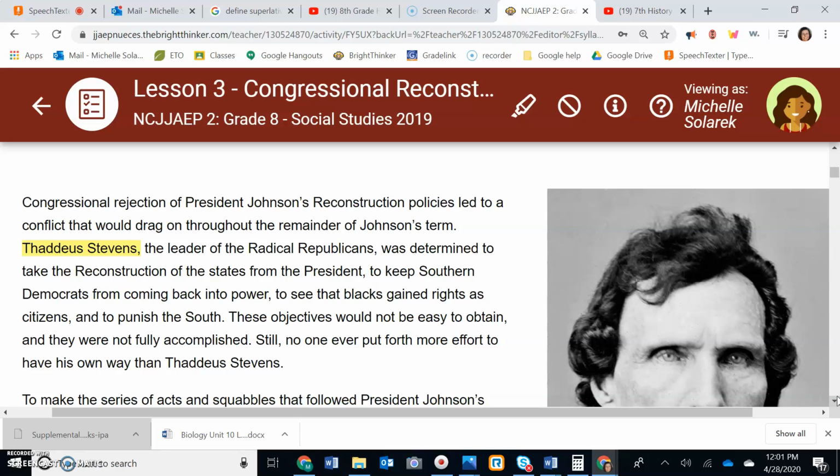So what was the name of the guy who was a radical Republican leader who was determined to take Reconstruction away from the states and wanted to give it to the federal government? And his name was Thaddeus Stevens. Number 2, the name of the guy who fought to bring civil rights and political reconstruction to the federal government instead of the state government, Thaddeus Stevens. So please write that down for number 2.